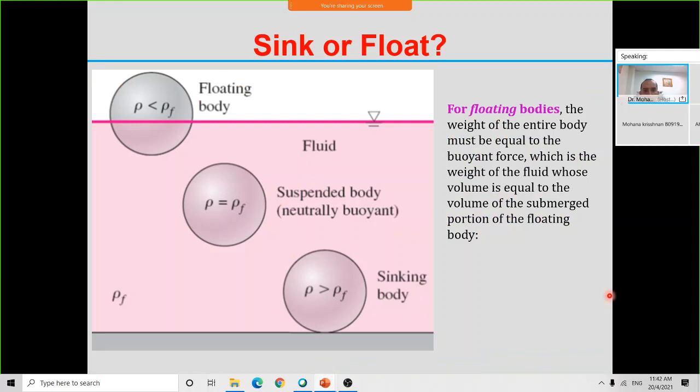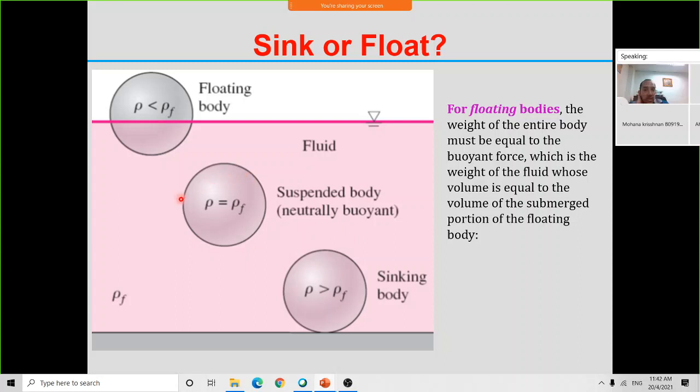For a floating body, the weight of the entire body must be equal to the buoyant force, which is the weight of the fluid whose volume is equal to the volume of the submerged portion of the floating body. The object has its weight, and the volume of the fluid displaced also has a weight.